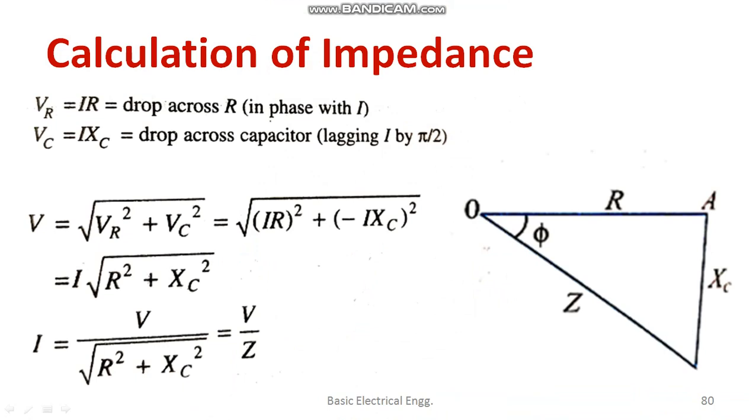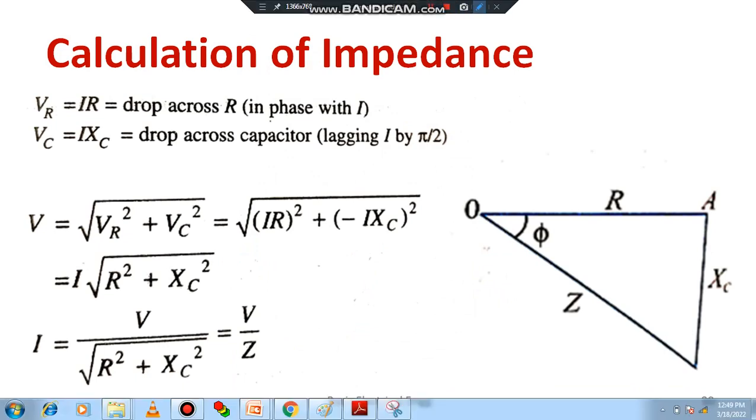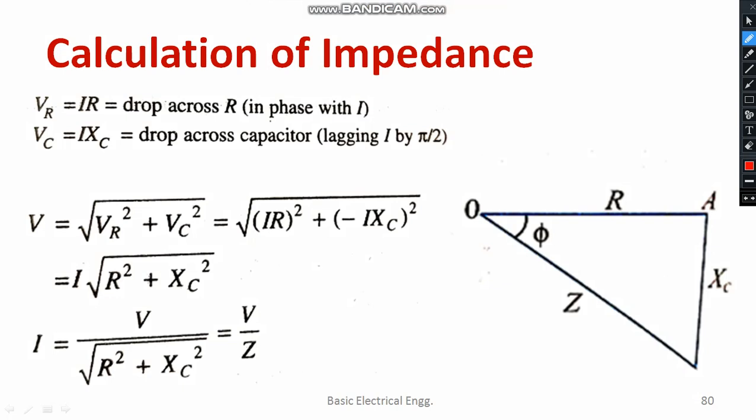Moving forward, how to calculate the impedance? Let us consider the impedance triangle. So resistor, then capacitive reactance Xc, Z is the impedance. Therefore, apply the Pythagoras theorem. See, voltage is equal to square root of VR square plus VC square, or else we can write it as square root of (I into R) square plus (minus I into Xc) square. Minus means it is in the downward direction.